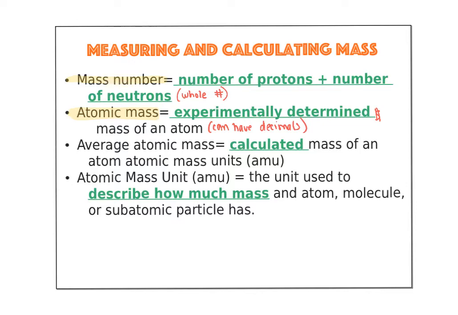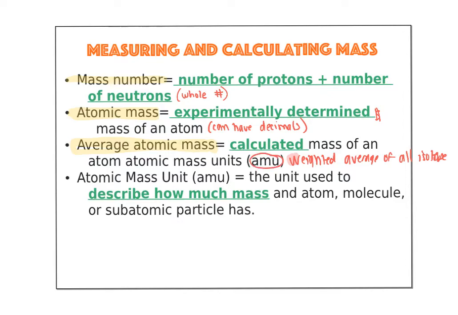Okay, next we have the average atomic mass, right? You see why this causes a headache? Mass number, atomic mass, average atomic mass. This is a calculated mass, and it's based off the weighted average of all isotopes. So I am going to teach you today how to calculate the average atomic mass. You can do this. This will also have decimals, and notice this AMU. That's going to be our unit for average atomic mass.